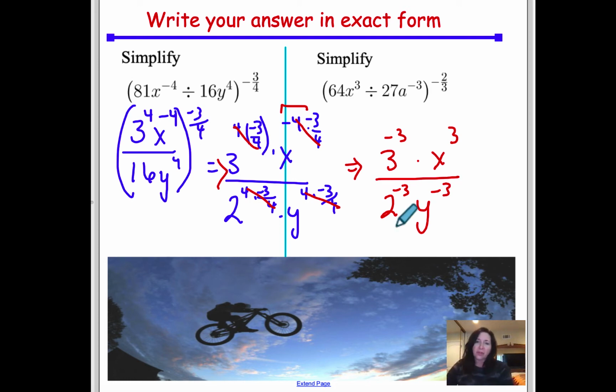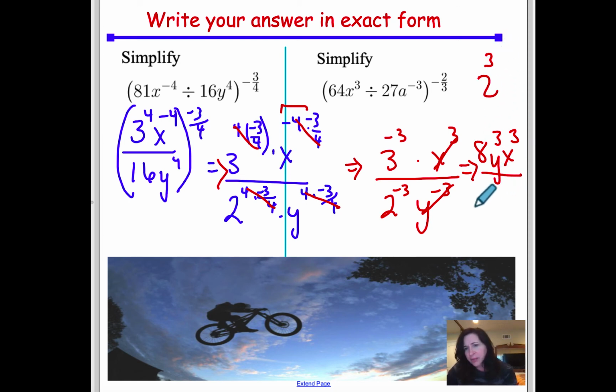So what that's looking at now is one more rewrite, I guess. X to the 3rd stays here. Y to the negative 3 is moving to the top. So that's gone, that's gone. 2 to the negative 3 is moving up, so 2 to the 3rd, it becomes 2 to the positive 3, so that's 8. On the bottom, 3 to the negative 3 becomes 3 to the 3rd, which is 27. And so my answer is going to be 8, and then x first. 8x cubed, y cubed, all over 27. Okay?